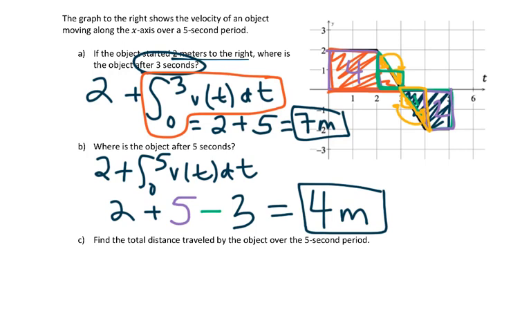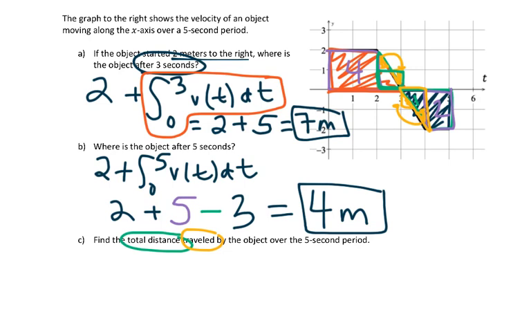Okay, and then part C says find the total distance traveled by the object over the 5-second period. So now we're looking at total distance. We don't care if it's moving away from where it started or moving closer to where it started; we're looking for the total, just where it's traveled. So we're not going to start with that 2, because the 2 is where it started, but we don't really care. We're just looking at how far it's moved over the 5-second period.